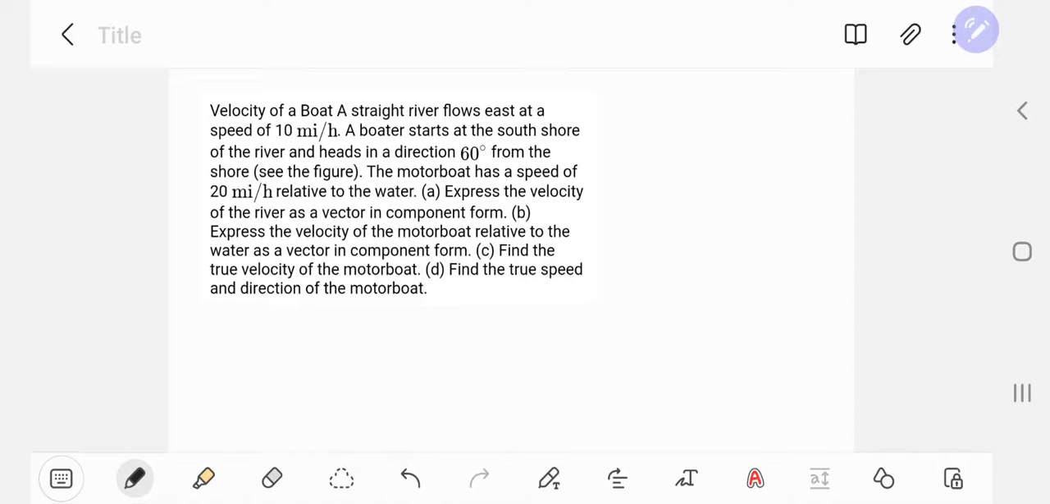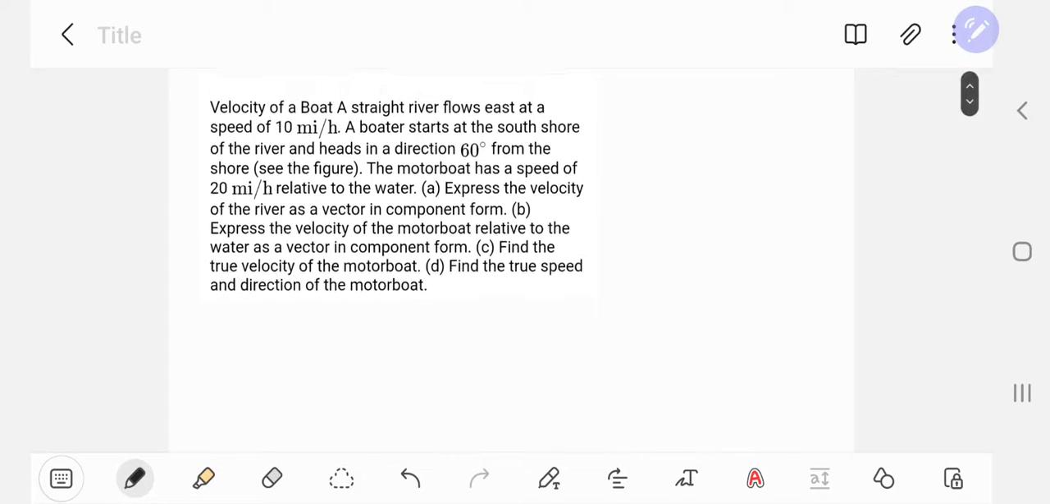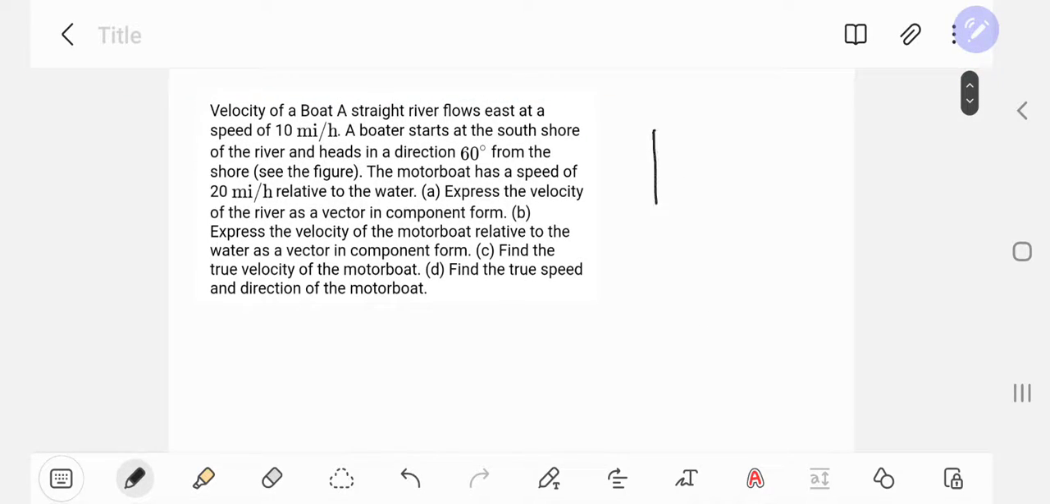And for the diagram, let's say right here, yes, I have enough space to draw the diagram. Okay, so the river is going due east, right? So I'll take this east direction. That means the river is going in this direction with a speed of 10 miles per hour.